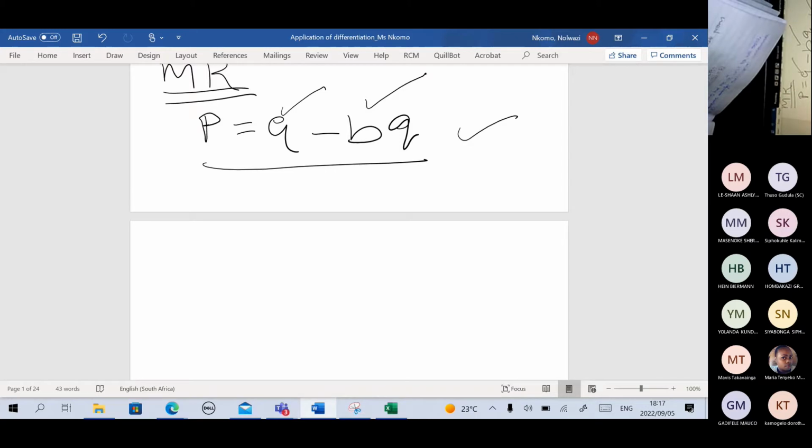Now remember, going back to chapter 2, we found that the total revenue is equal to the demand function multiplied by Q, right? So it's P times Q. So it's the demand function multiplied by the number of units demanded, right? Okay, it's PQ, where, yes?